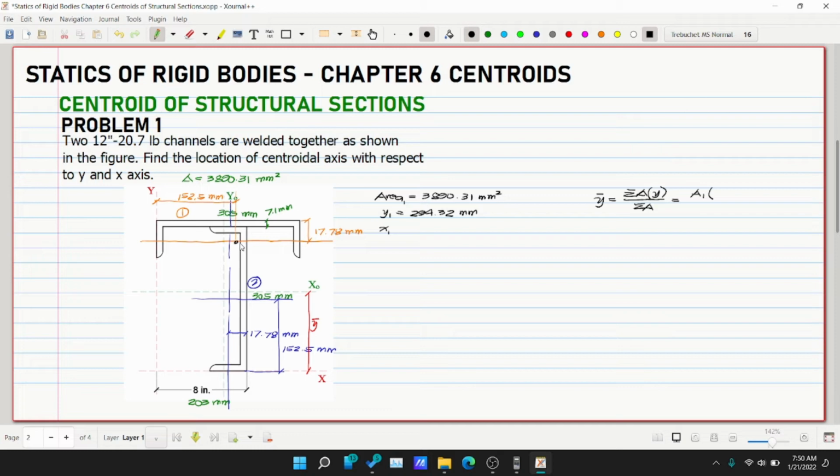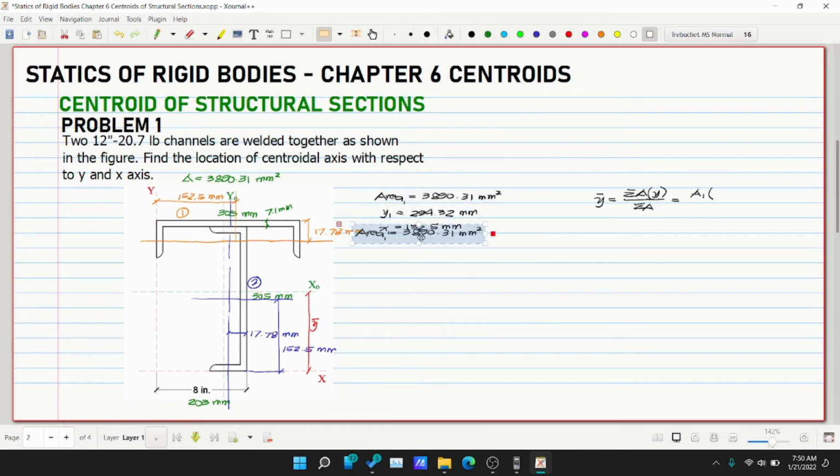Then, yung X1 niya. Since ito yung kanyang centroids, okay? Tapos, with respect to Y-axis, that is kalahati lang ng 305, and that is 152.5. So, 152.5 millimeters.